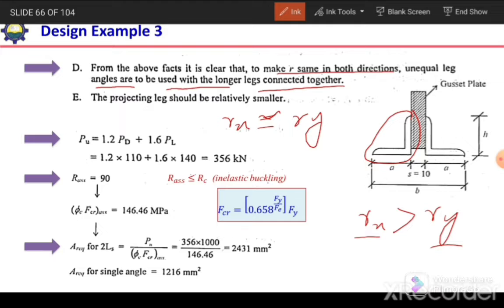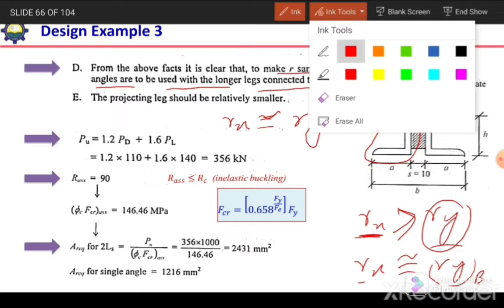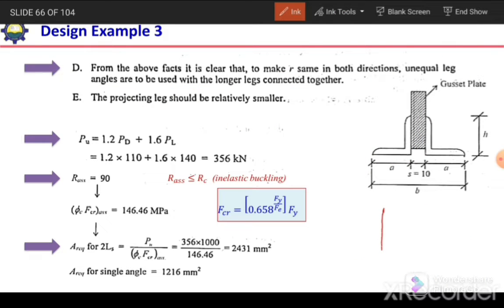up section, the Ry of the built up section will increase and we will reach a value near to Rx. So Ry of the built up section will be nearly the same as Rx, if we select our section in such a way that Rx of the individual member is considerably higher than Ry. If we talk about the equal leg section, Rx and Ry both are the same. Rx is equal to Ry.